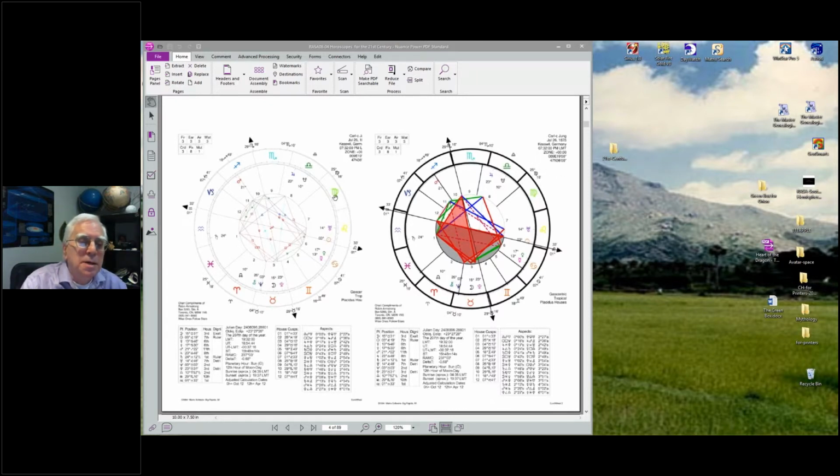This chart on the right is the same as the Euro wheel chart, but I touched it up a little bit. I used Photoshop to touch it up. And so I drew the houses. I drew it in so you could see the divisions of the signs easier. I drew the line right across for your sun and midheaven, and I shaded in the part below the horizon. And I drew the squares in this red.